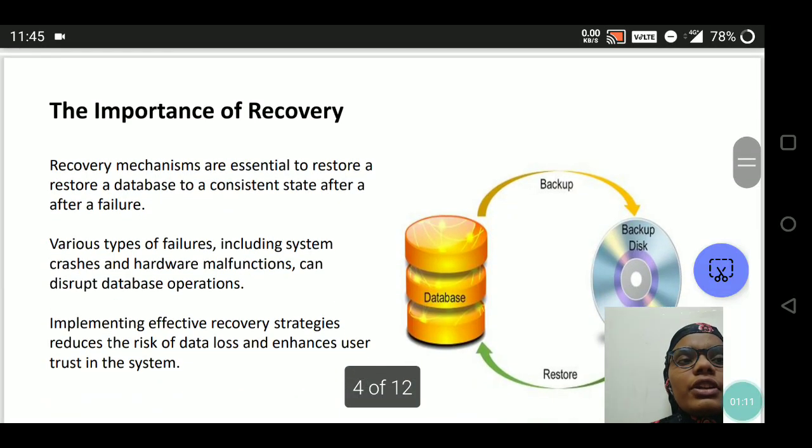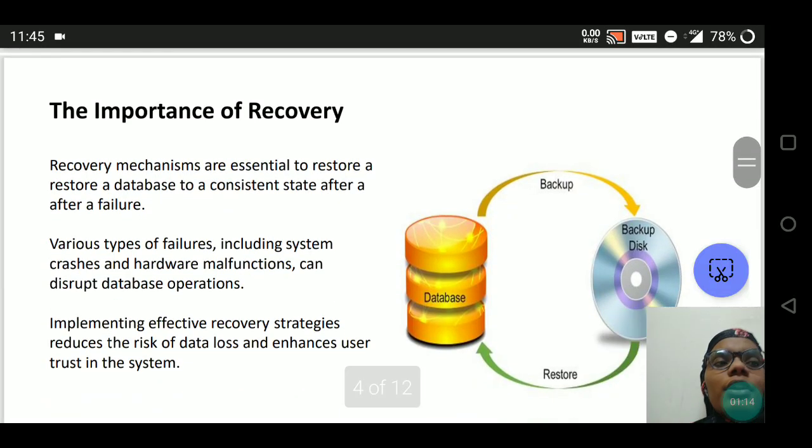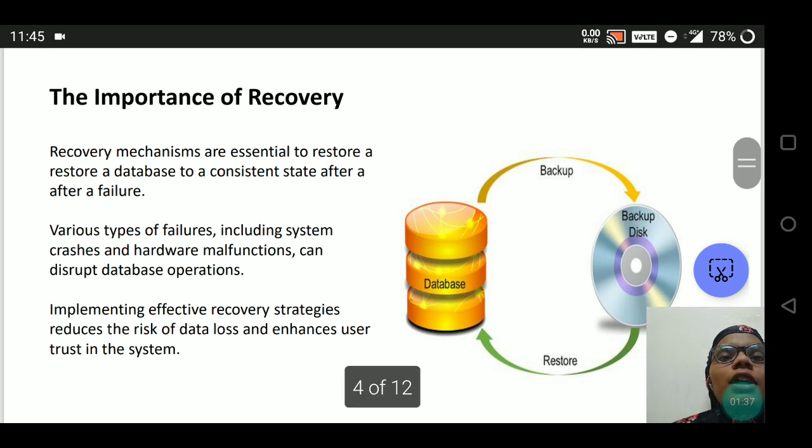The importance of recovery. Recovery mechanisms are essential to restore a database to a consistent state after a failure. Various types of failures, including system crashes and hardware malfunctions, can disrupt database operations. Implementing effective recovery strategies reduces the risk of data loss and enhances user trust in the system.